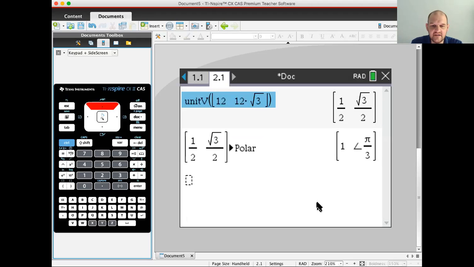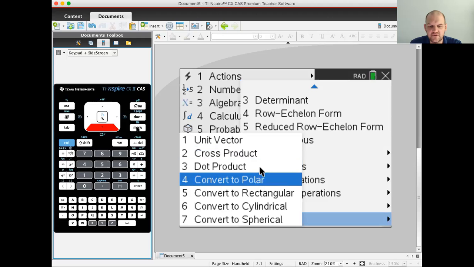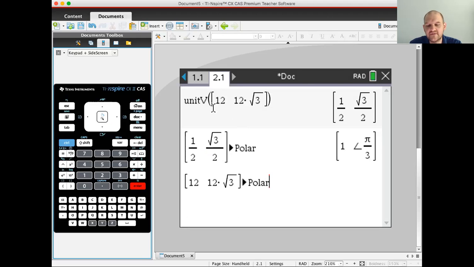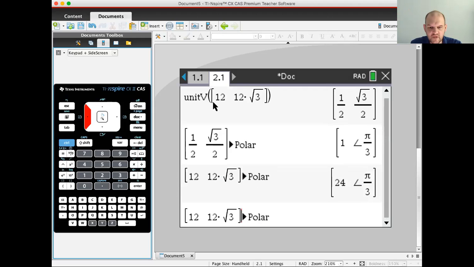Let me try it again on this. First you put in your vector, then you go menu 7C, then you choose convert to polar. So here, I think that the magnitude of this vector is 24. So I think this is going to give me 24 and then pi over 3 again. And it does. This is awesome. So what this is doing is telling me the magnitude of the vector and the direction angle. Now the question is, will it get the direction angle right? Will it follow the rules? By the way, it's not giving me the unit vector, which is kind of weird, right?